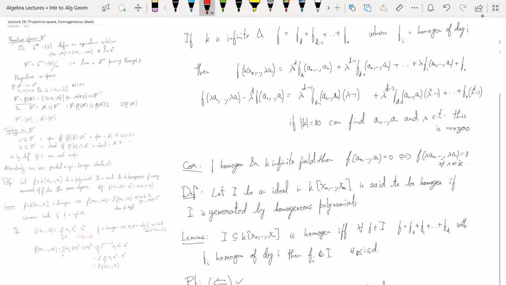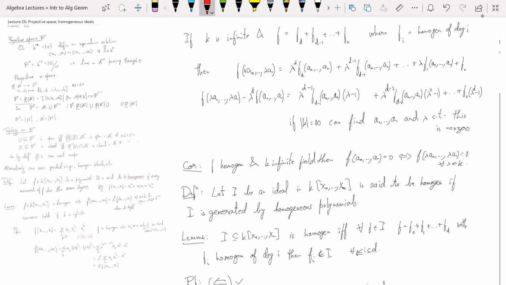The f_i's on the right are homogeneous, so you can apply this and you get λ^d f_d(a_0, ..., a_n), λ^(d-1) f_(d-1)(a_0, ..., a_n), and so on up to λ f_1(a_0, ..., a_n), plus the constant term, which will remain as it is. So f(λa_0, ..., λa_n) minus λ^d f(a_0, ..., a_n): the first term will vanish and then the other terms will have these factors.